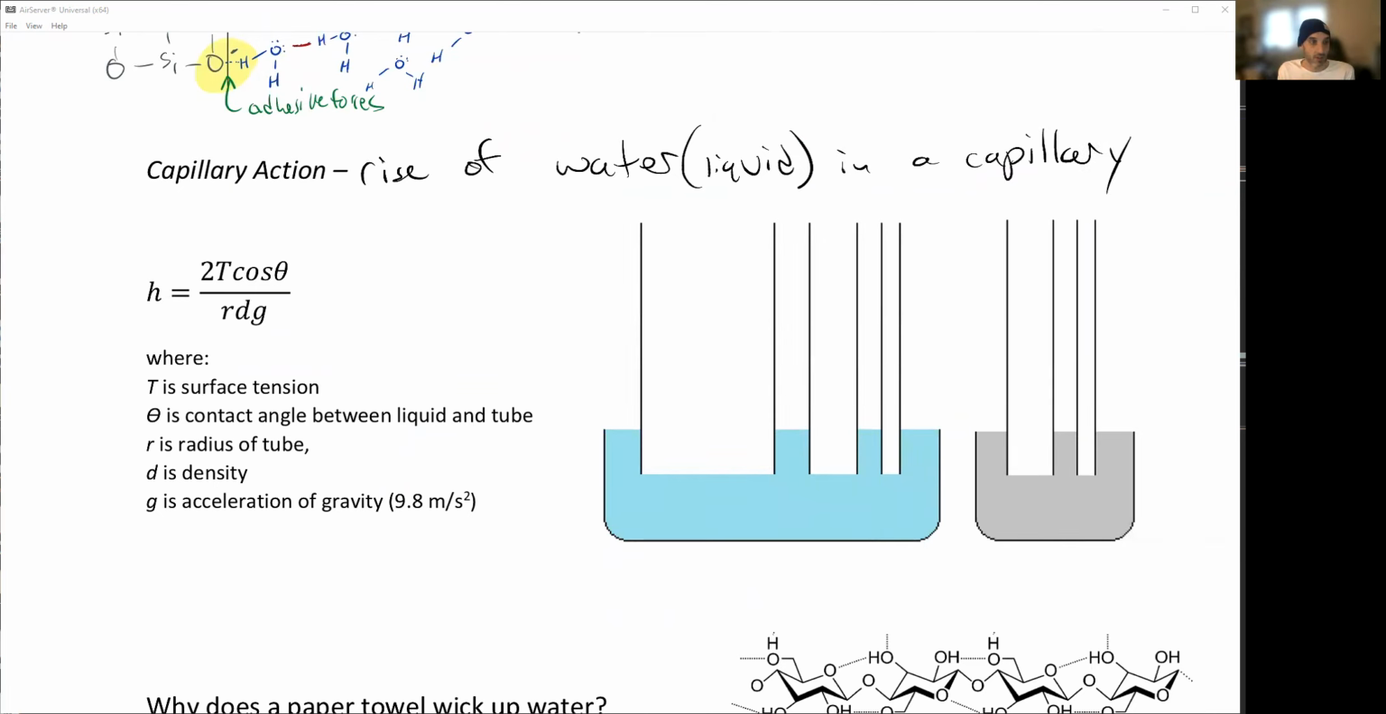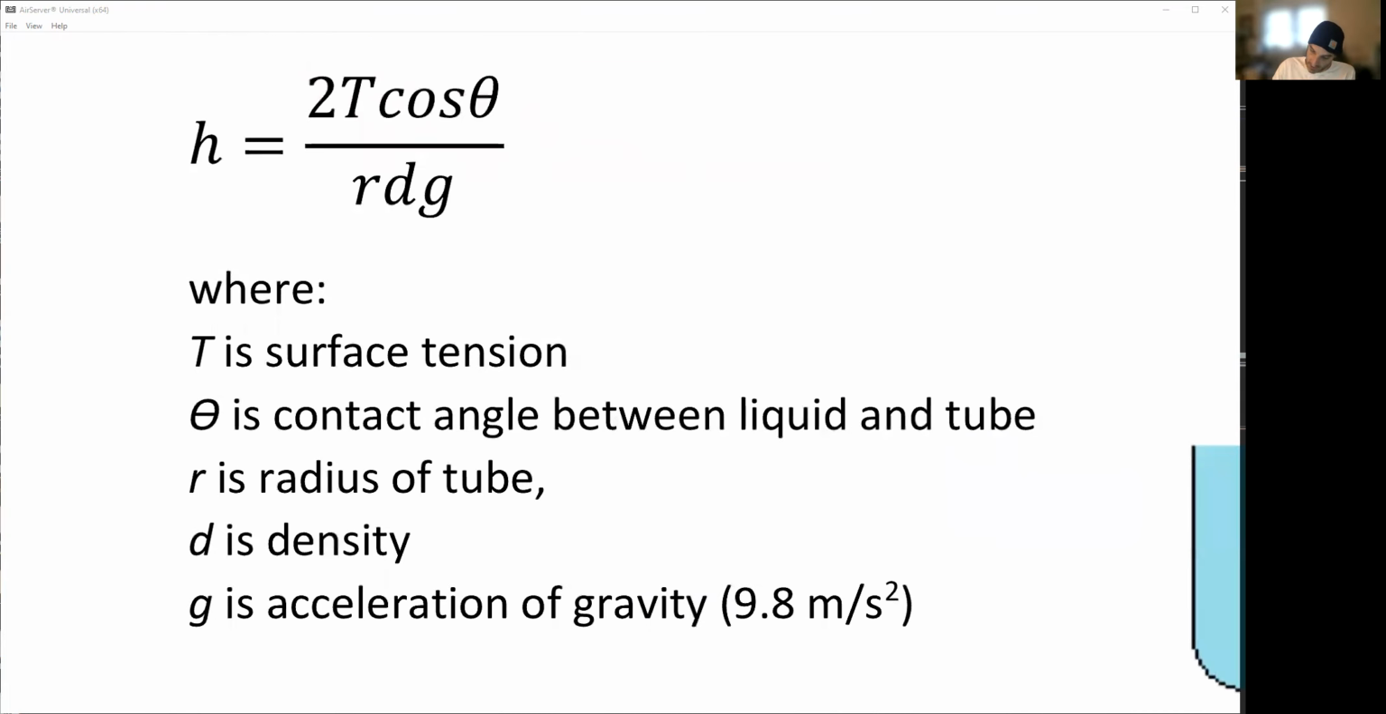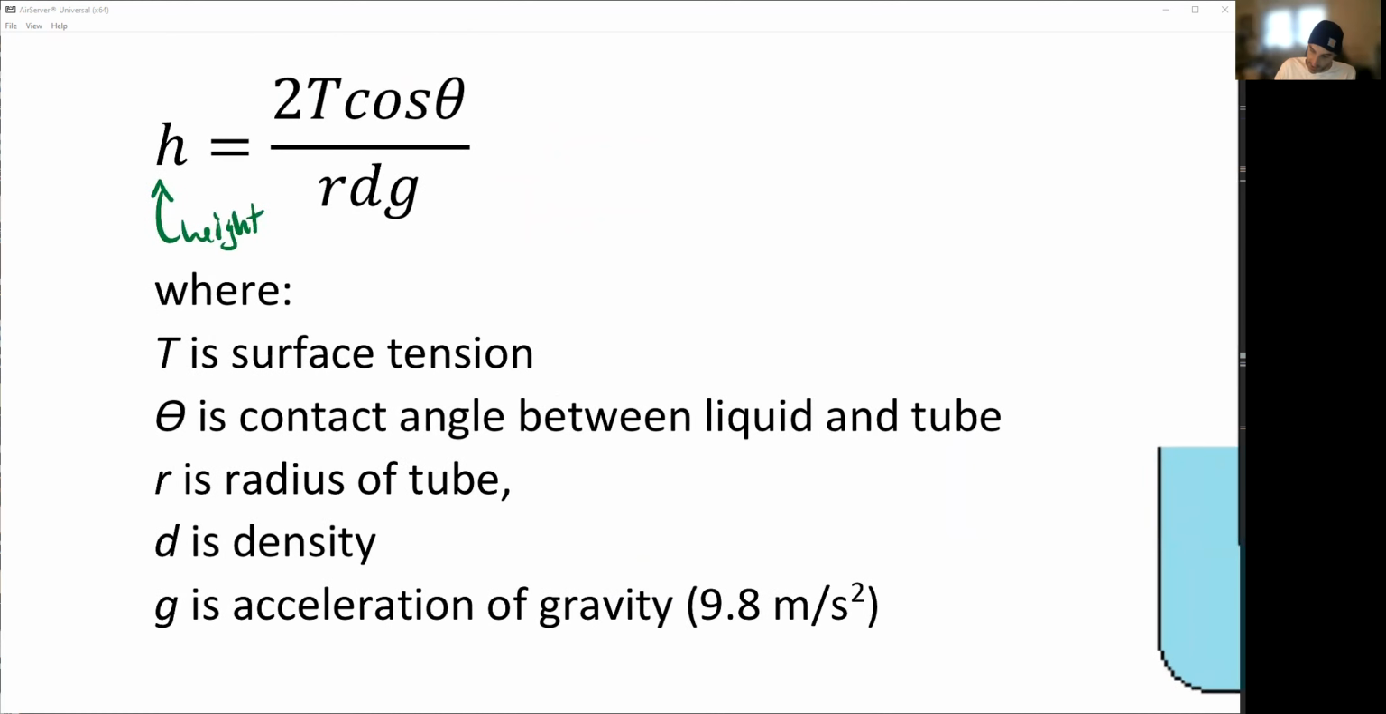And the equation is right here. So the height is equal to 2 times T, which is surface tension, times cosine of the angle at which you're in contact with the liquid. So typically you're putting it in straight down, so it's 90 degrees. R is the radius of the tube. D is the density of the substance you're talking about, and G is the acceleration of gravity.